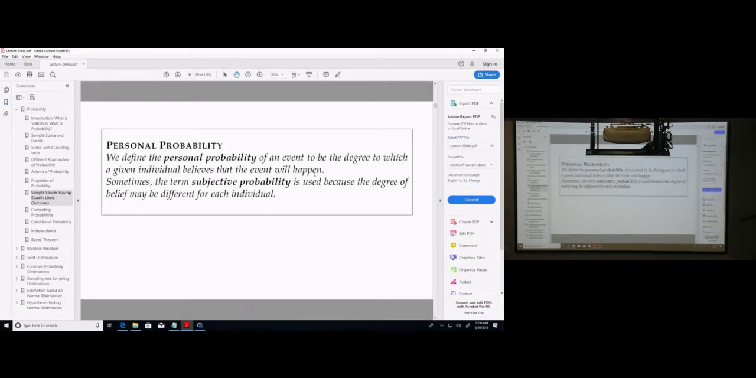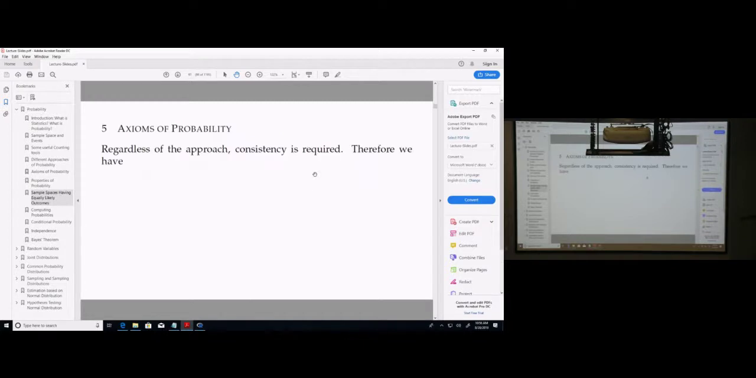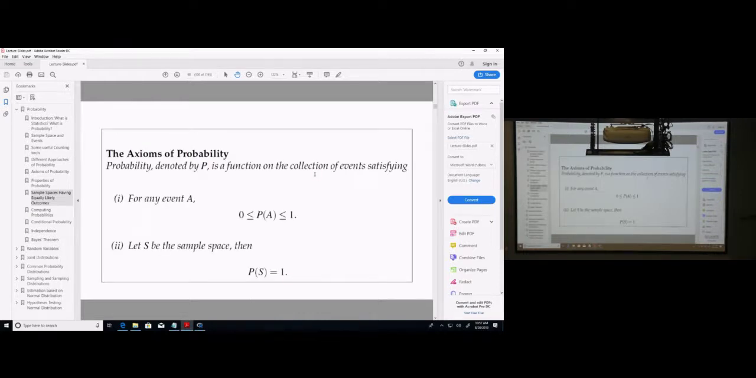So we talk about personal probability. What we are interested in is that consistency is required, meaning that if you state the probability of certain things, and later on you state the probability of the same thing, you don't want to contradict your two assessments. There are altogether three rules. The first two are pretty obvious, and the third one is also very obvious.